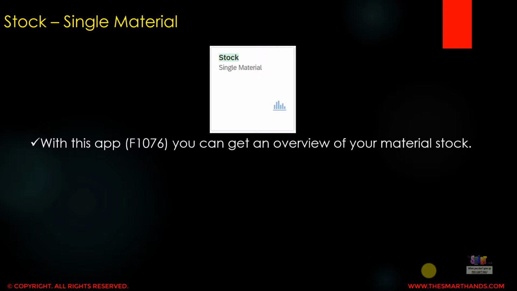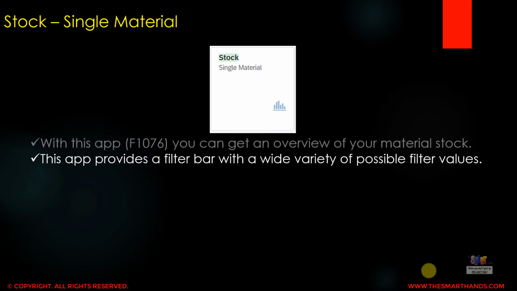So let us understand first what this application is all about. There is an application with the name Stock Single Material that you can find in the Fiori Launchpad. F1076, that's the app number. So every app has an app number. You can search for it on the Fiori website, by the app number or by the description, which is Stock Single Material. So with this app you can get an overview of your material stock.